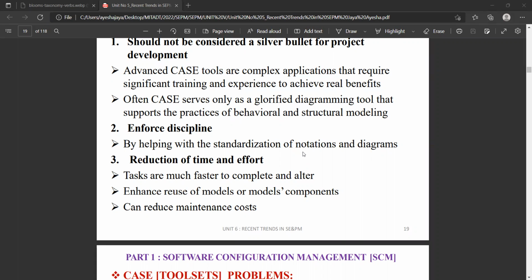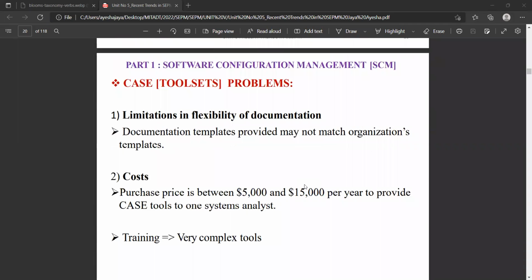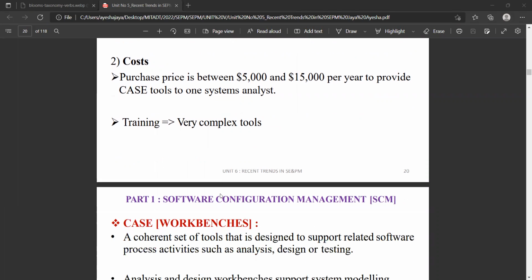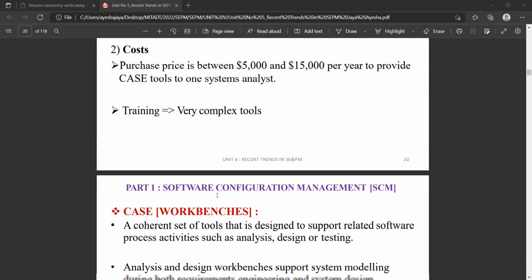Similarly, any language also has a standard format so that everybody understands it. So all these things are ultimately to reduce your time and effort. Now there are limitations. Documentation templates provided may not match the organization. Cost price is between $5,000 to $15,000 per year to provide CASE tools to one system analyst. So that is also a limitation, you can't afford it every time. And of course, training is also required, which incorporates not only costing, but also very complex tools.